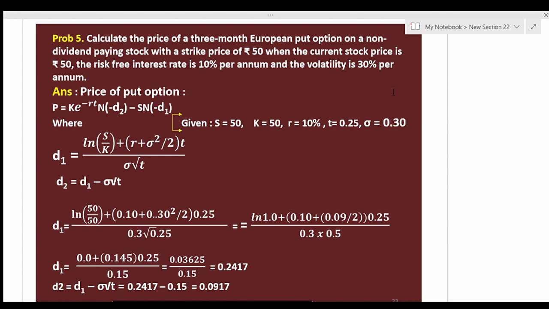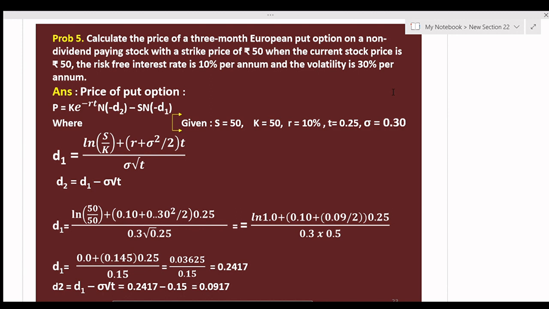Today is the 23rd session. Last day I covered the Black and Scholes model. Today I will continue it and start the Binomial model, which is based on the American style of option value.